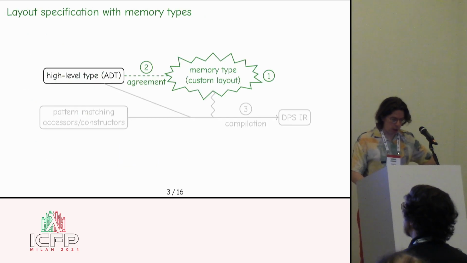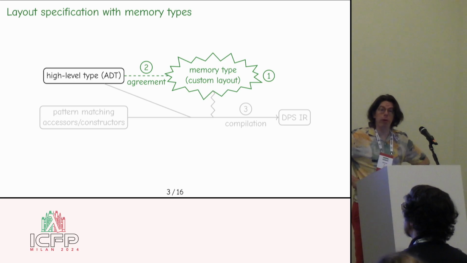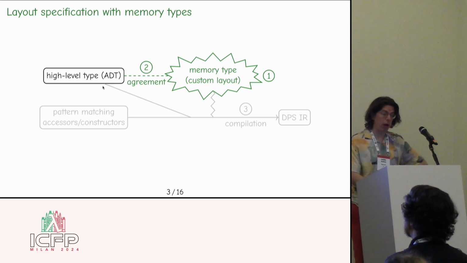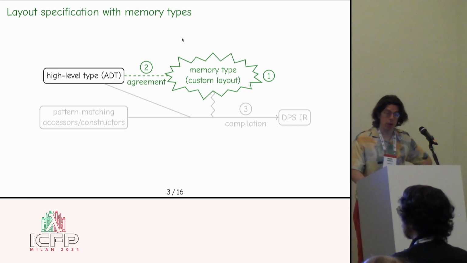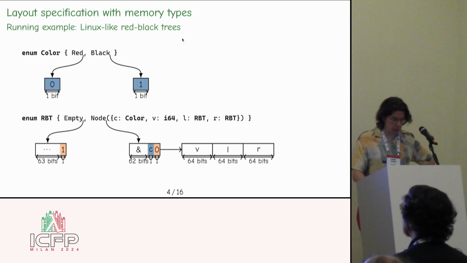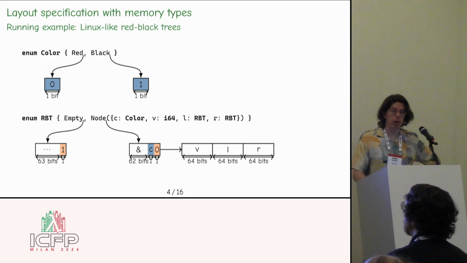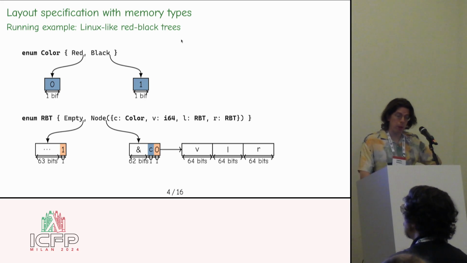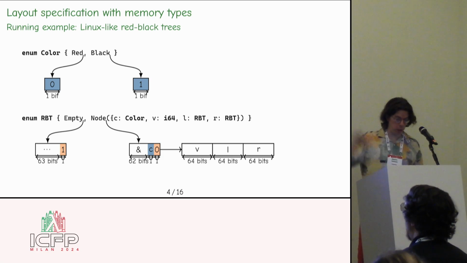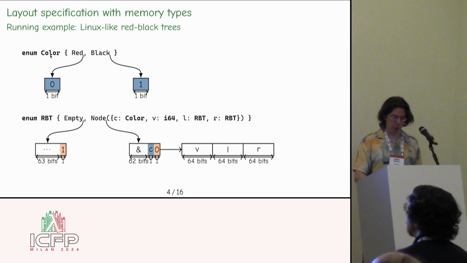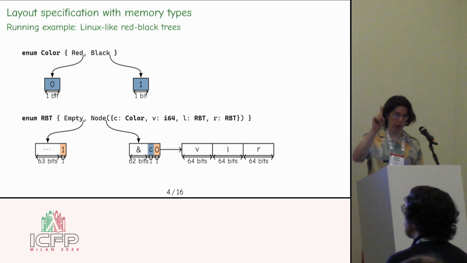Okay. So I will go progressively. I will start with the high-level type for the algebraic data types, and how to express memory layout for an algebraic data type. So let's go back to red-black trees. We're going to try to build with Ribbit a Linux-like red-black tree representation. This is going to be our representation for this talk. We have a color. It's going to be on 1 bit only. Red is 0, black is 1.